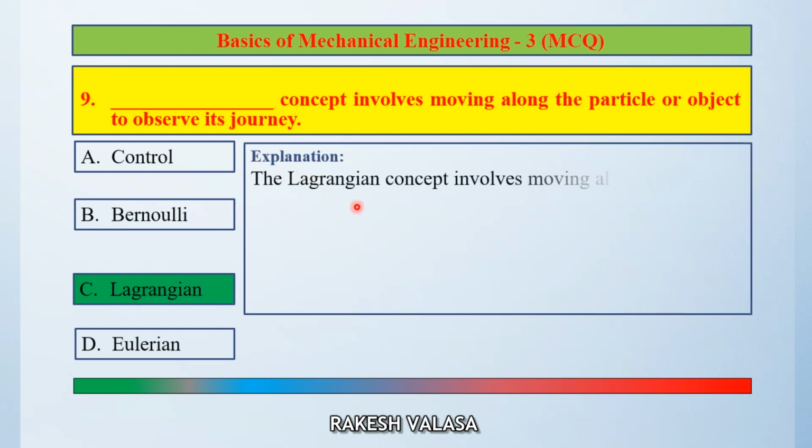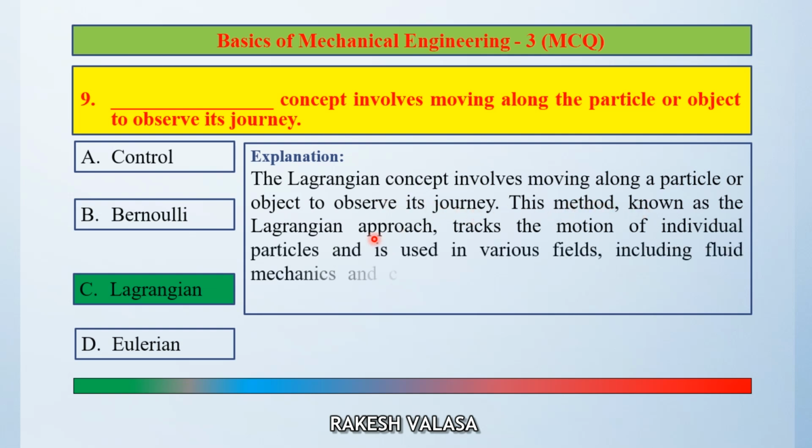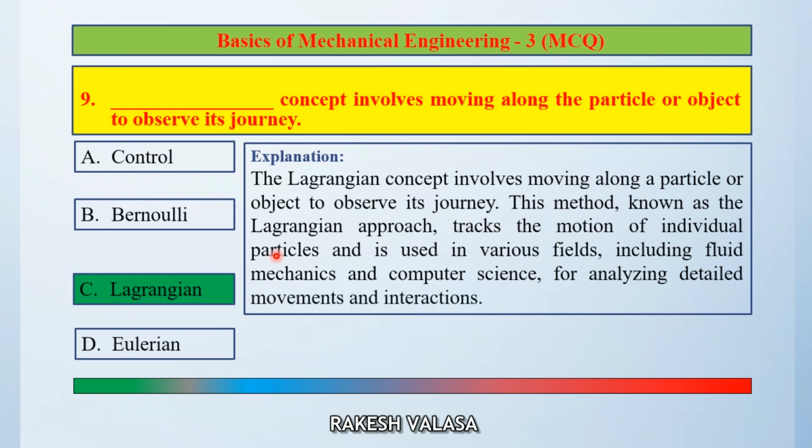The Lagrangian concept involves moving along a particle or object to observe its journey. This method, known as the Lagrangian approach, tracks the motion of the individual particles and is used in various fields including fluid mechanics and computer science for analyzing detailed movements and interactions. So the correct answer is option C, Lagrangian.